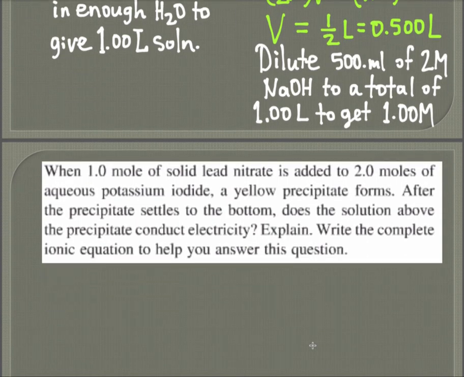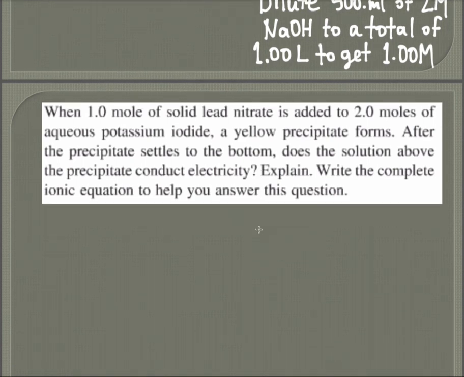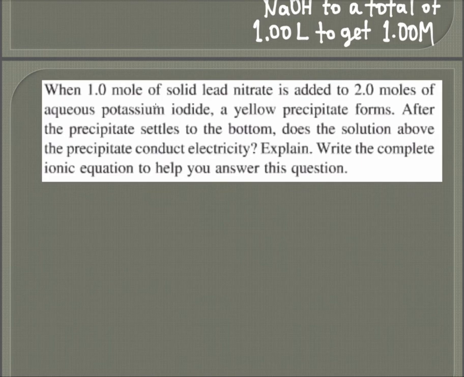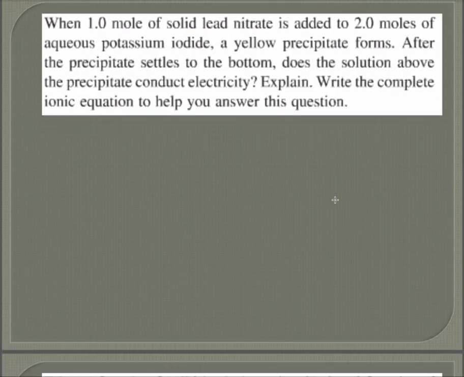1 mole of solid lead nitrate is added to 2 moles of aqueous potassium iodide, yellow precipitate forms. That's a lot of lead. Nasty for the environment. After the precipitate settles to the bottom, does the above solution conduct electricity? That's interesting. Lead nitrate and potassium iodide.